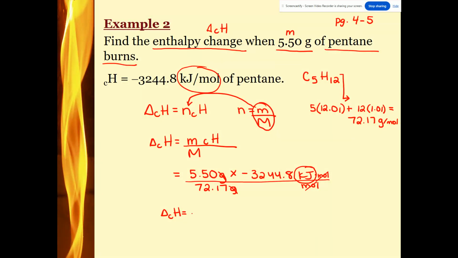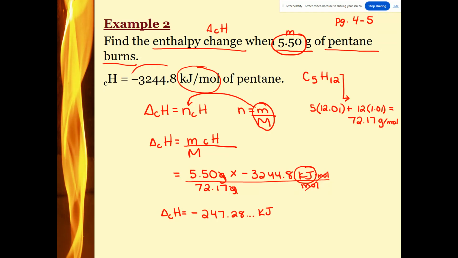And you should get an answer of negative 247.28, so on. Again, the units we just found were kilojoules. Now, sig digs. This time I'm not given any balancing coefficients. I'm actually given a specific measured mass. So that does affect my sig digs.